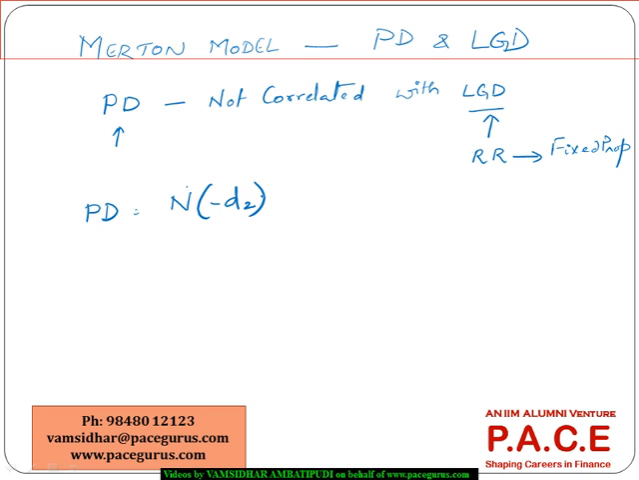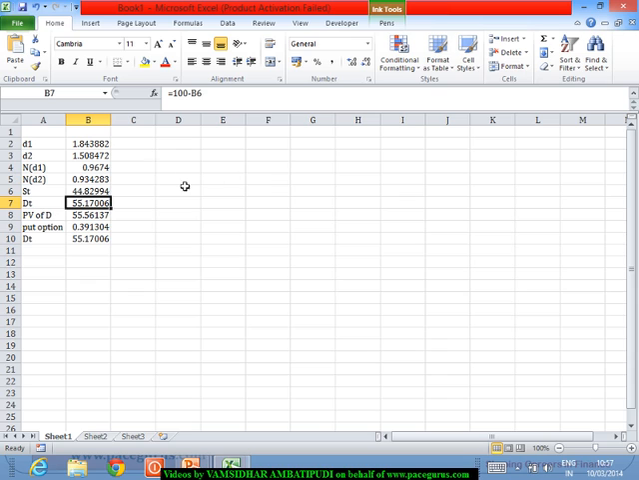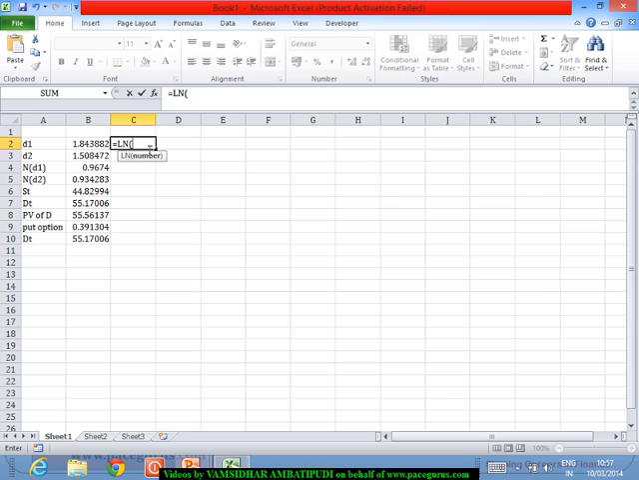Whatever I have computed, the N of minus d2 will directly come out as the probability of default. So wherever I'm looking, let's say in this example itself, I want to look out for d1 and d2. The d1, in a regular case, is the log of the value of the firm divided by the value of the debt.